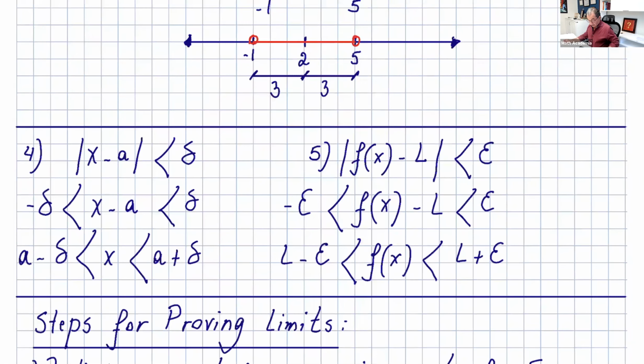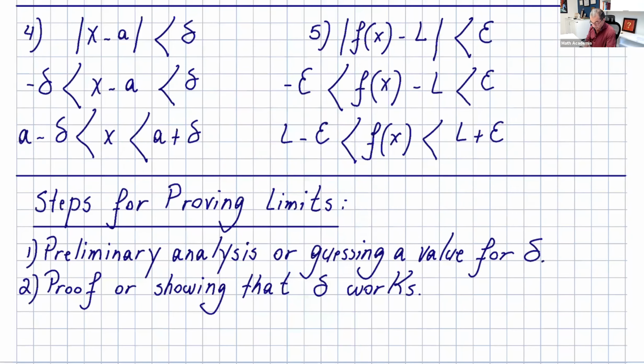Now, since we're going to be using delta epsilon, if I say the absolute value of x minus a is less than delta, that means x minus a is a number between negative delta and positive delta. So x is between a minus delta and a plus delta. Likewise, if you have the absolute value of f of x minus L is less than epsilon, then f of x minus L will be between negative epsilon and positive epsilon, or f of x will be between L minus epsilon and L plus epsilon.